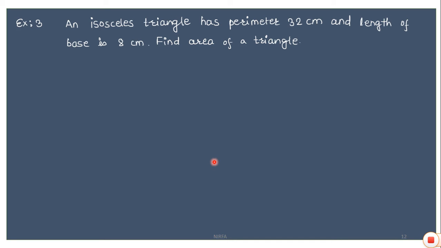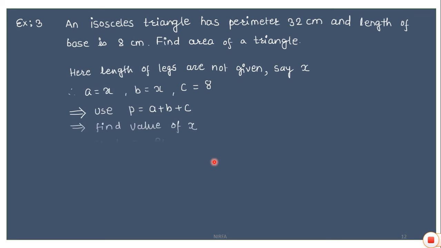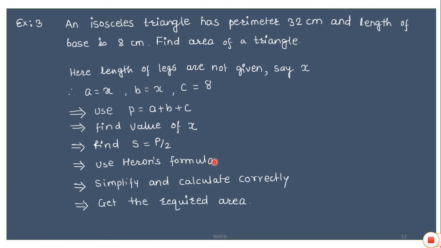To find the length of a leg, assume it as x. So a equal to x, another leg is b, that is also x, and the base is given, it is denoted by c, and c is equal to 8. Use the perimeter formula, then you will get one equation in terms of x, solve that, you will get the value of x. Then find the semi-perimeter and then use Heron's formula, and simplify and calculate that Heron's formula correctly, and then you will get your required area.